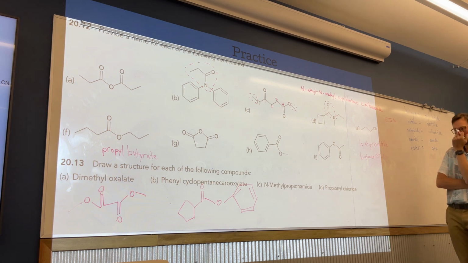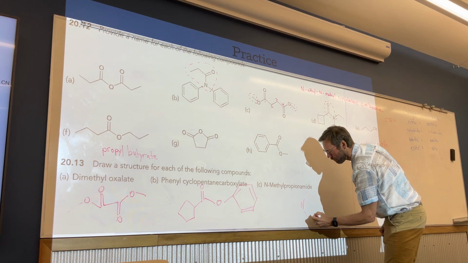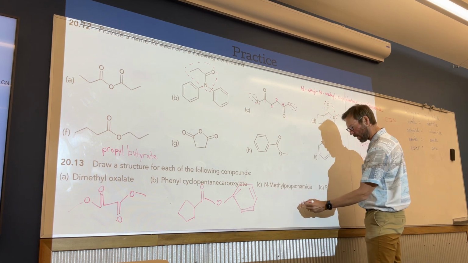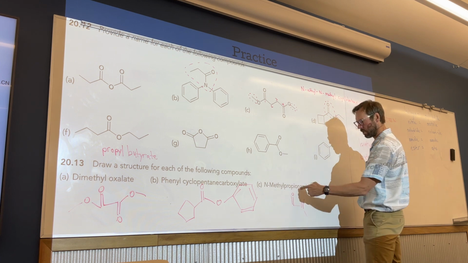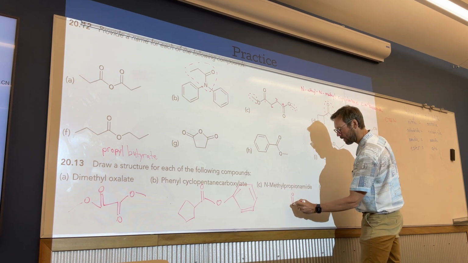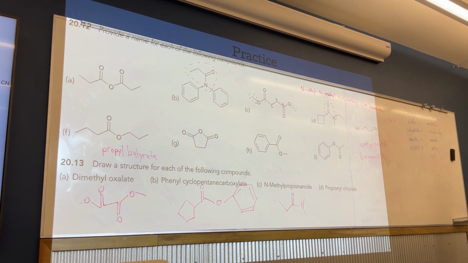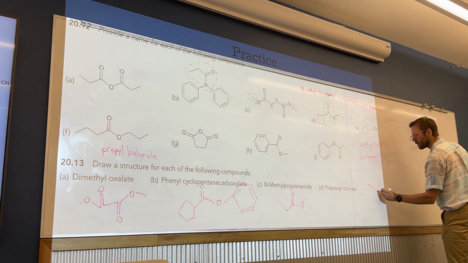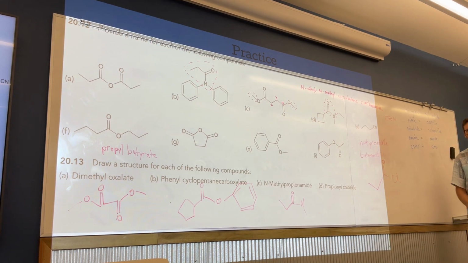N-methylpropionamide, okay? So N-methyl, right? So we got an N here, and there's going to be a methyl coming off of there and a hydrogen, and then what's next? Our carbonyl, and it's 4 or 3. 1, 2, 3. And then, going back to the first one, our halogen, propionyl chloride. So 1, 2, 3. Okay. And chlorine.